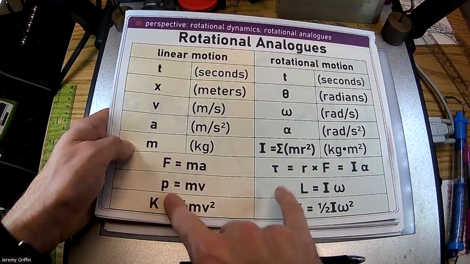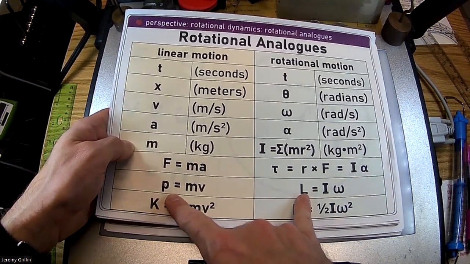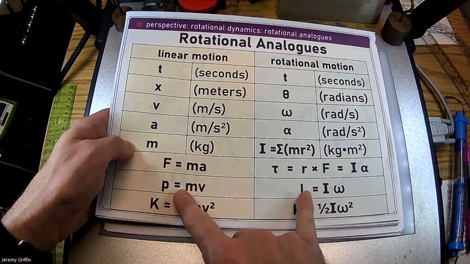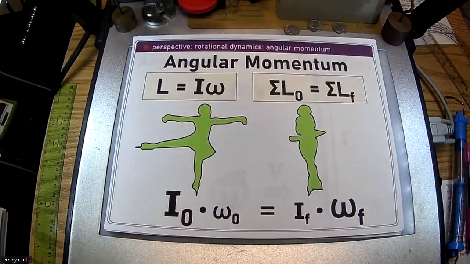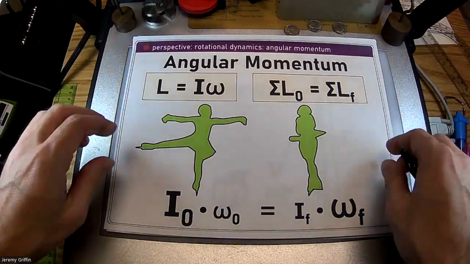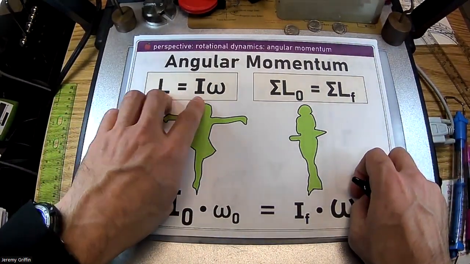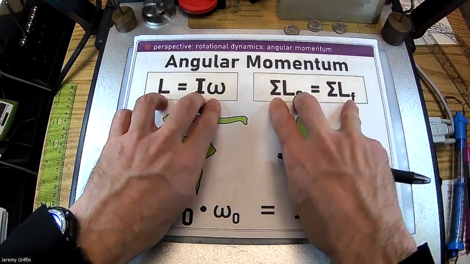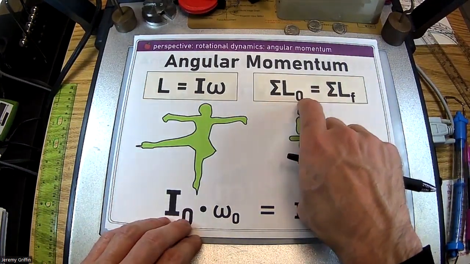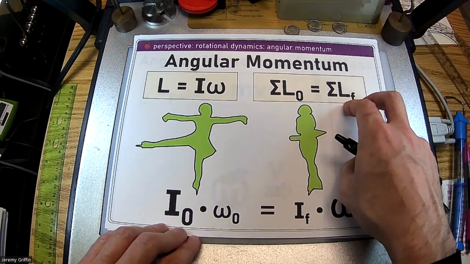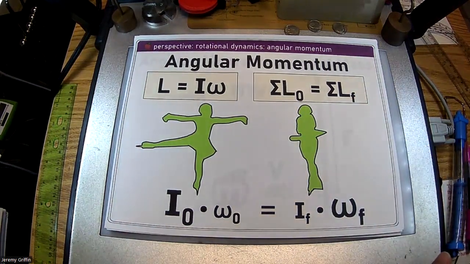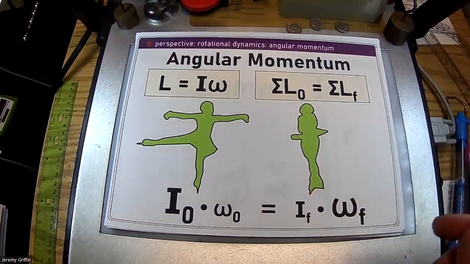Now, momentum was a vector. Angular momentum is also a vector. Momentum was conserved in closed systems. Do you think angular momentum is also conserved in closed systems? Yep, it sure is. And that's what this says right here. Angular momentum is I times omega, and look at that, it's conserved. The angular momentum initial equals the angular momentum final. Remember in a linear context, you used this to solve collisions, so there's some analogous stuff here.